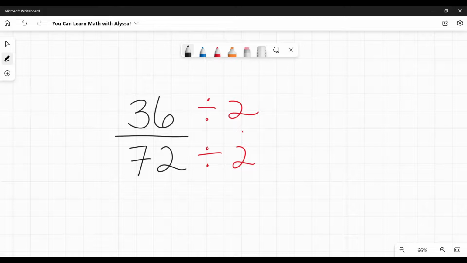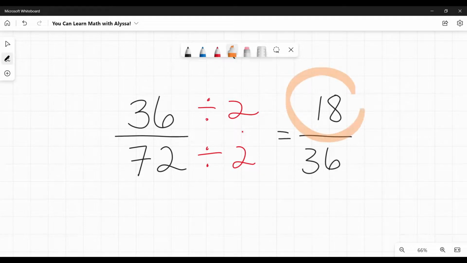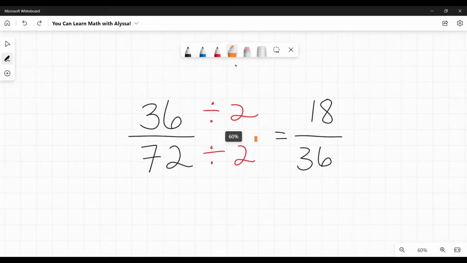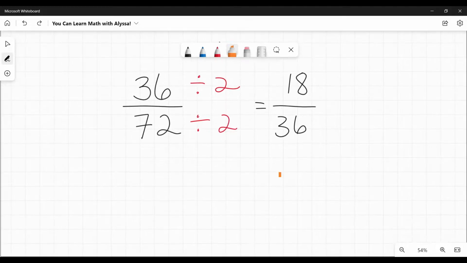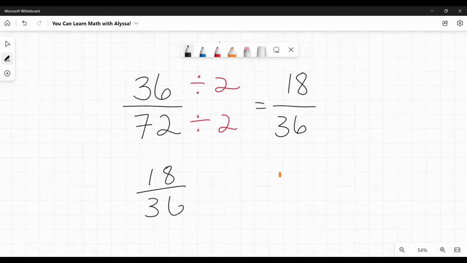36 divided by 2 is 18. 72 divided by 2 is 36. Now, as I said, this is not a 1 on top, so I have to check. Can I simplify it even more? I go, they're still both even. So let's see. 18 and 36, they're both still even. So I can divide by 2 again.